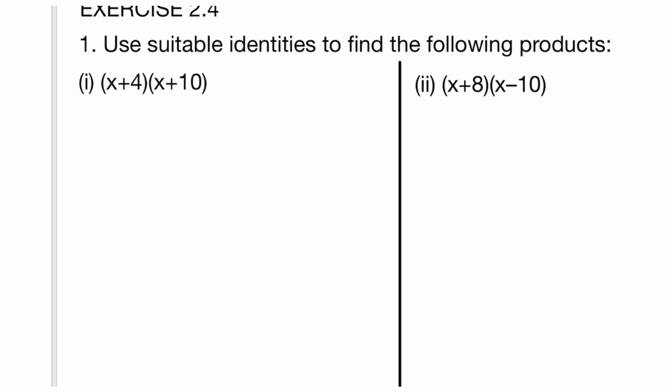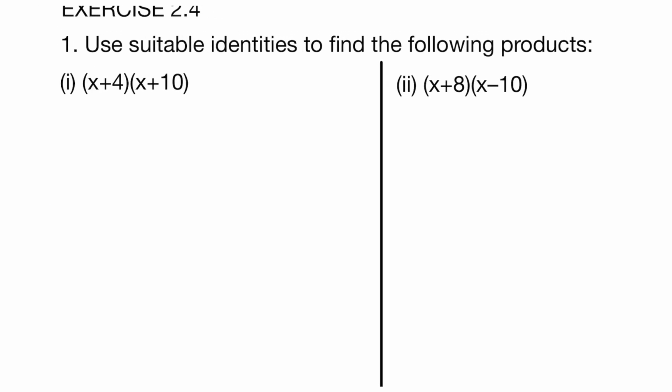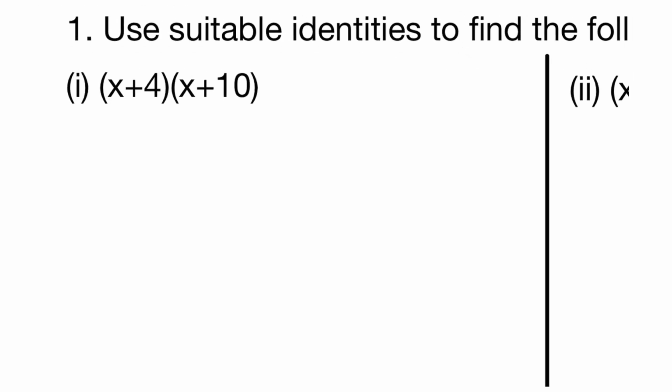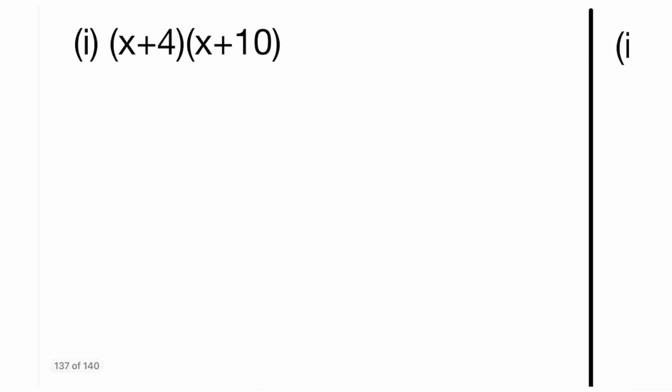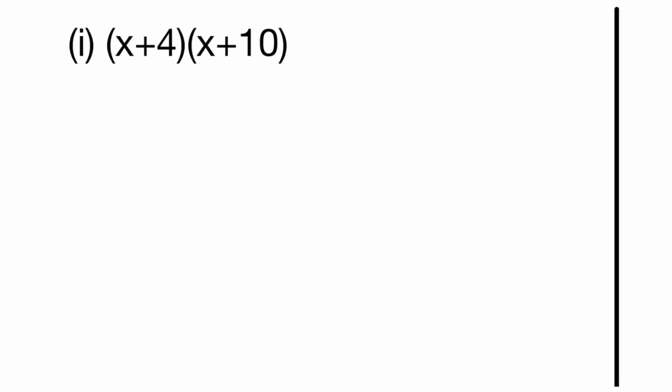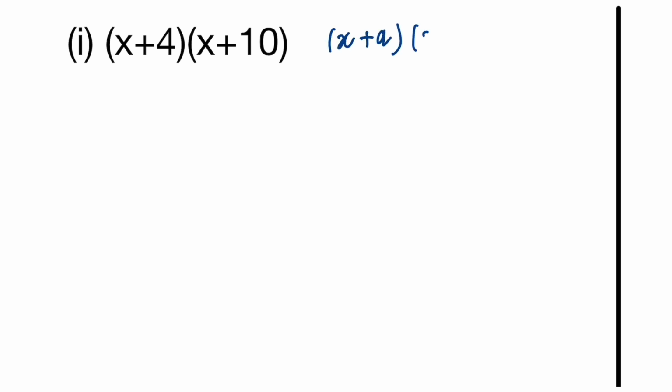Okay, so let me just read the question first. Use suitable identities to find the following products. You are supposed to use identities to find the value of these expressions. The first subdivision that we have here is x plus 4 into x plus 10. Now, this is of the form x plus a into x plus b, right? This is one identity that we learned. We have also dealt with the derivation of the identity, but we are not going to derive it now. We are just going to use the identity here.